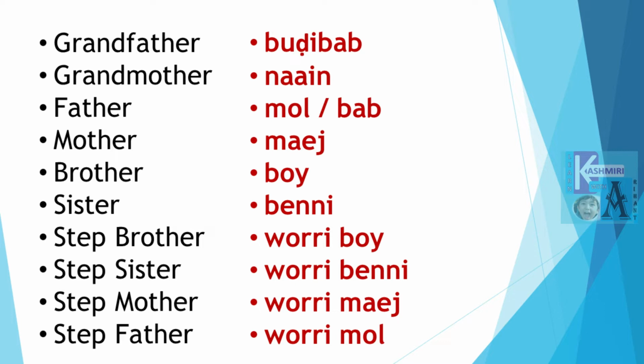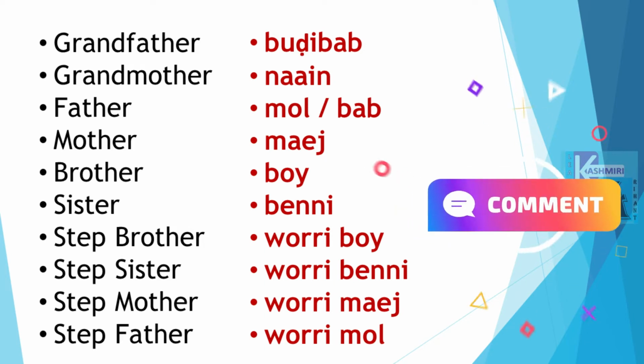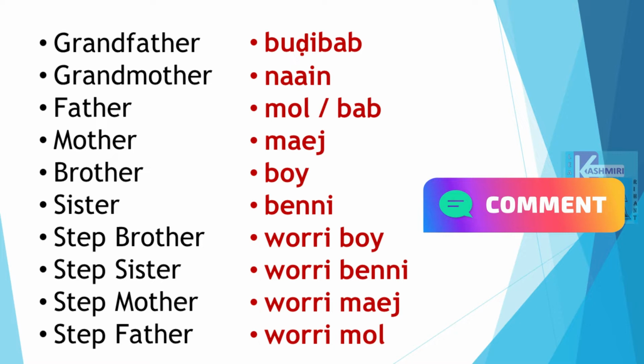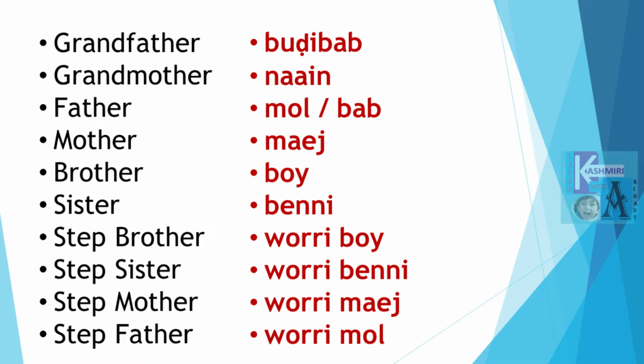Grandfather in Kashmiri is Budibab. Grandmother is Nine. Now remember, you will use both Budibab and Nine for both maternal and paternal grandfather and grandmother.